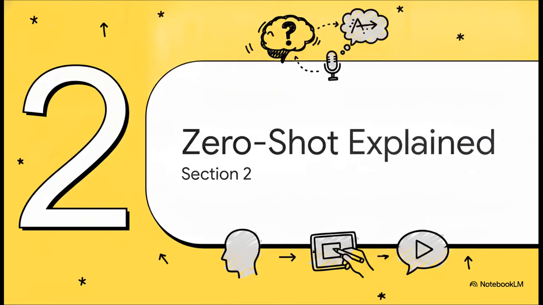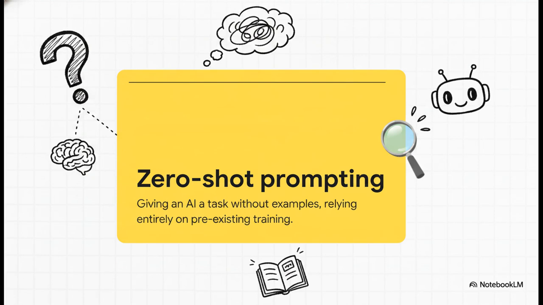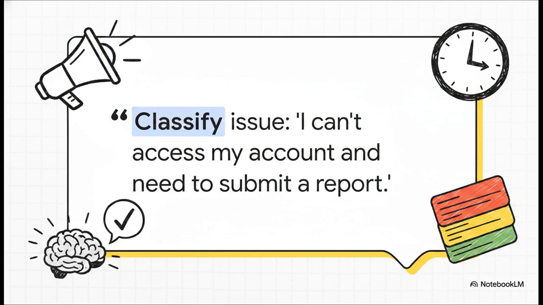Moving right along to Section 2, zero-shot prompting explained. Let's start with the baseline, the one we probably all use every single day, zero-shot prompting. By definition, this means giving the AI a task without providing any examples of what you want the output to look like. You are forcing the model to rely entirely on the stuff it learned during its initial training. It's honestly like asking a highly knowledgeable colleague to help you out with a task they've never specifically done for your company before. You describe what you need, and they just use their general expertise to figure it out on the fly.